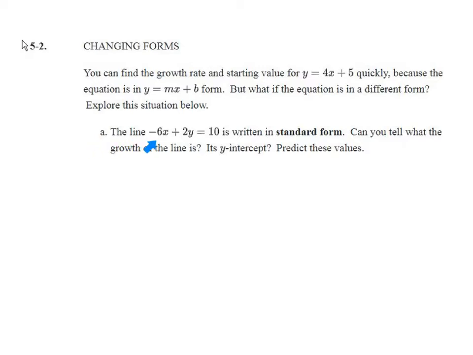5.2a. The line negative 6x plus 2y equals 10 is written in standard form, not y equals mx plus b form. Can you tell what the growth of the line is? Its y-intercept? Pause the video right now and take a minute to try to predict these values.